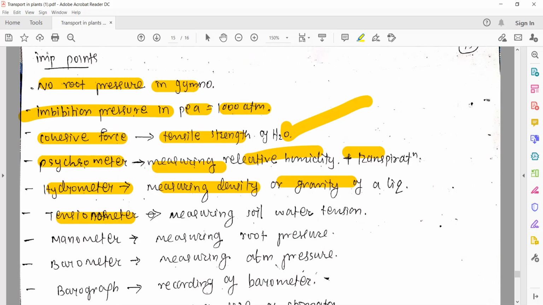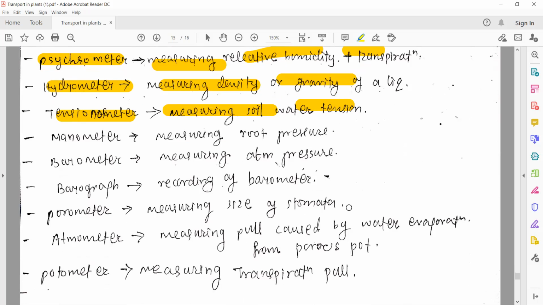Same thing, tensiometer, measuring the soil water tension. What is the purpose? Measuring the soil water tension. Manometer is there, measuring the root pressure. Barometer is there, measuring the atmospheric pressure. Barograph is there, that is nothing but the recording seen on the barometer.